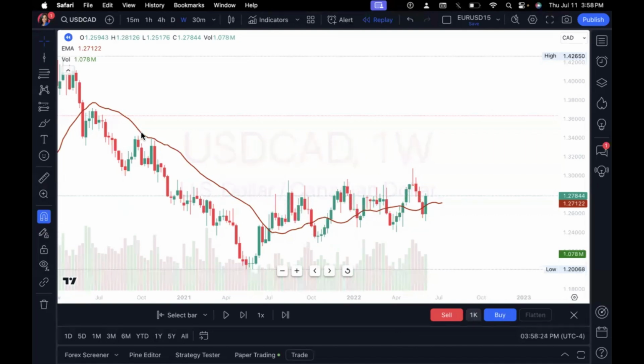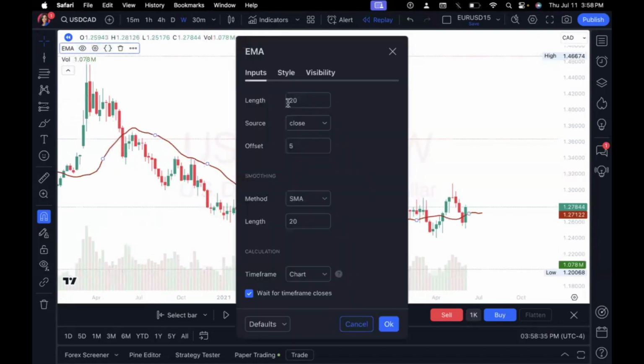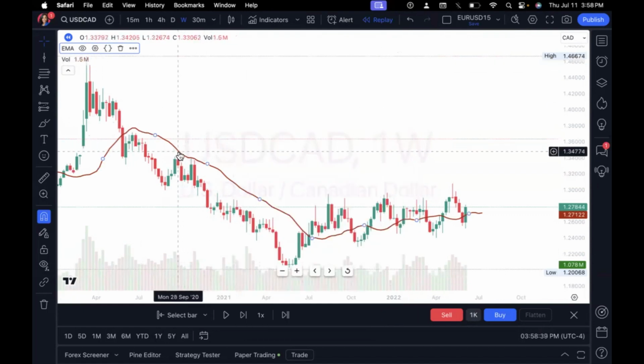Now, what the EMA, or exponential moving average, is telling us is the average place of price over a certain period of time. And in this case, if we look at the EMA settings, we can see that the length is 20, meaning that this line is going to be the average place of price over the last 20 days.